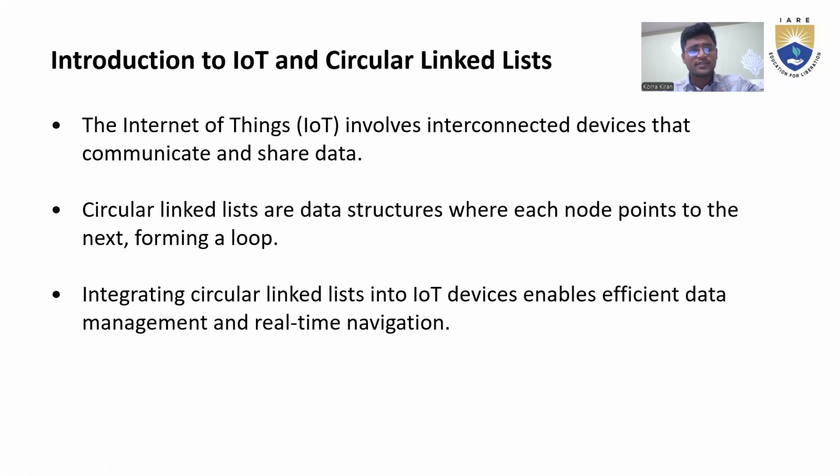The Internet of Things. Here IoT means the Internet of Things, which involves interconnected devices that communicate and share data. We know we are using the internet for the purpose of communication and sharing information, and that we can call IoT. And a circular linked list is a data structure where each node points to the next, forming a loop. Actually, a circular linked list is a type of linked list where the nodes point to each other and can form a loop.